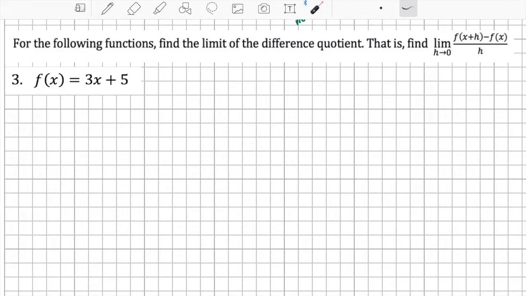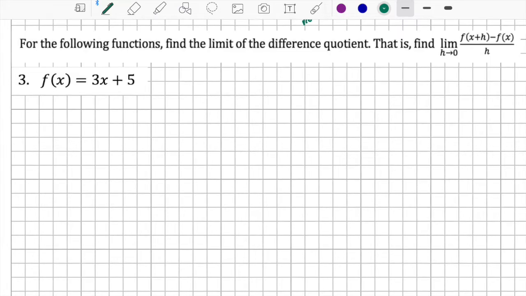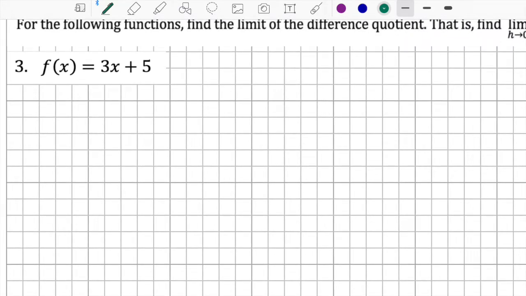Okay, so here we have a function f of x, 3x plus 5. What I want you to notice on the difference quotient is that we have f of x plus h, and we have minus f of x. So again, f of x plus h. So to make things easy, I want you to, here on the side, write what is f of x plus h.